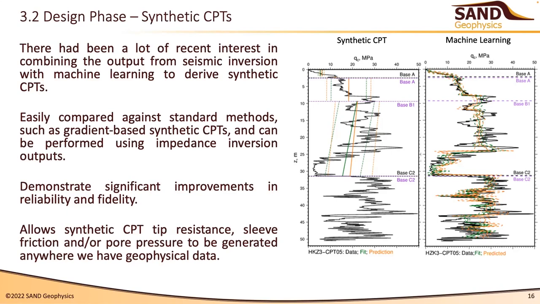One of the issues with the gradient-based synthetic CPT in this case was that initially the clay layer between 25 and 30 meters below seafloor wasn't included in the initial layering. And so for that unit, trying to fit a gradient through a layer that actually includes 15 meters of sand and 5 meters of clay is a very difficult task. What you end up with is an average value and a gradient that's not really representative of either. Whereas using machine learning, because we're throwing more parameters at it and it's data driven, it has captured that quite nicely.